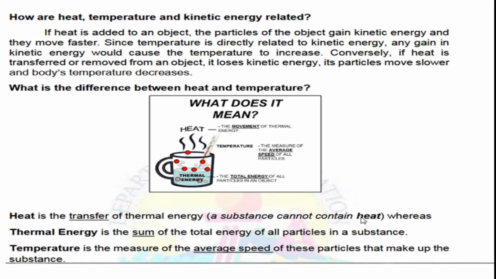A substance cannot contain heat, whereas thermal energy is the sum of the total energy of all particles in the substance. While temperature is the measure of the average speed of these particles that make up the substance. Yun po ang pagkakaiba ng tatlo. Heat is the transfer of thermal energy. A substance cannot contain heat. Thermal energy is the sum of the total energy of all particles in a substance. Temperature is the measure of the average speed of these particles that make up the substance.